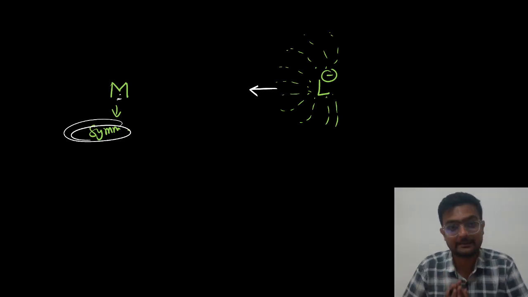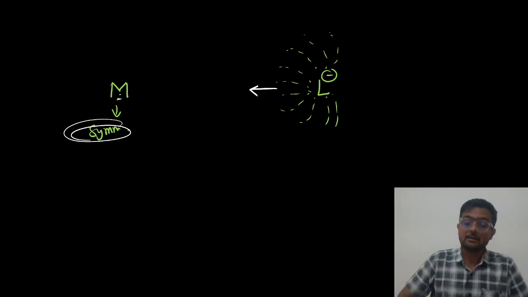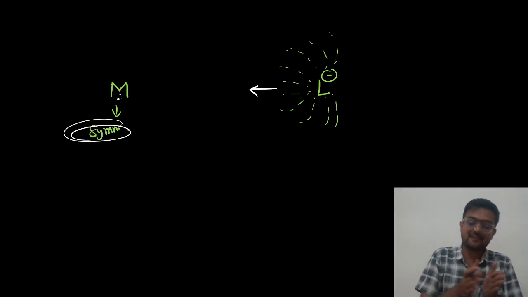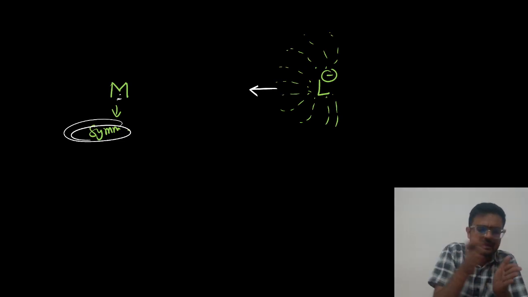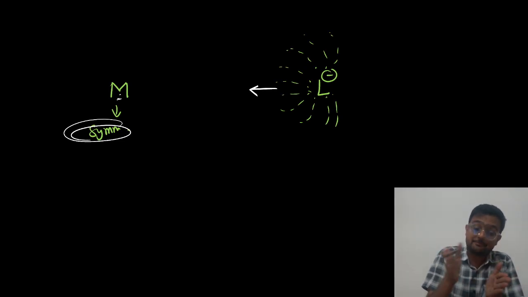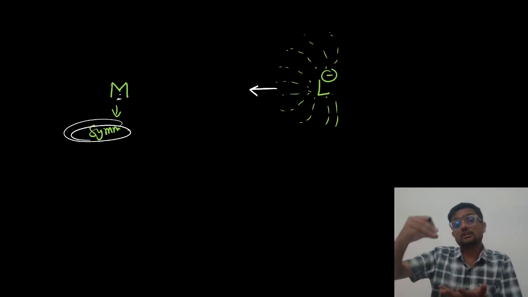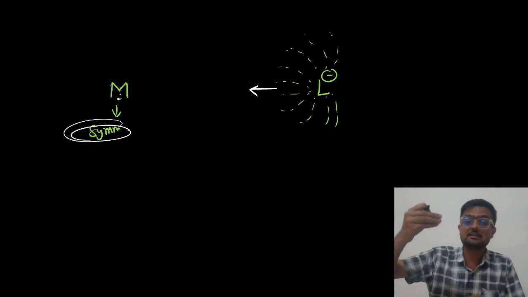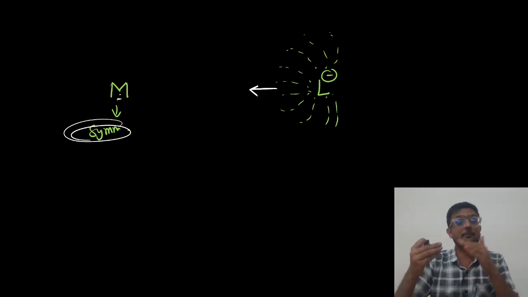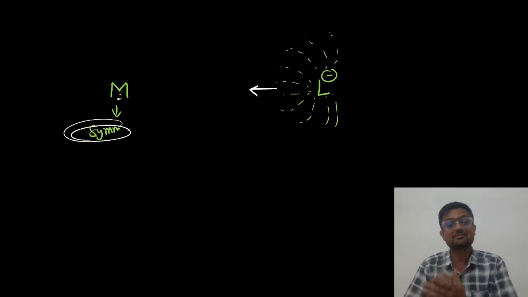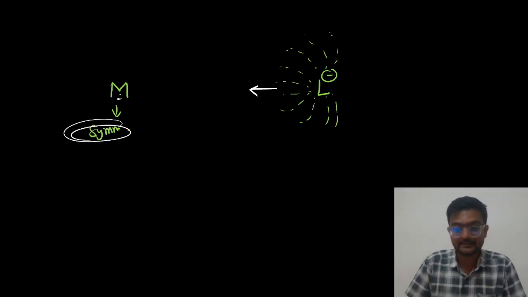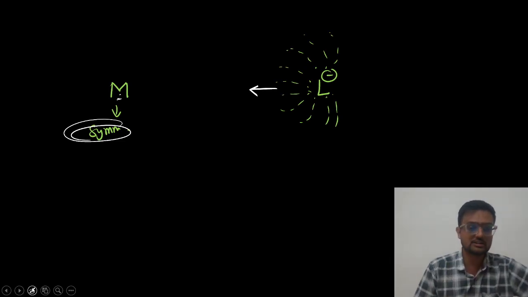There will be splitting. How? Because right now the metal has 5 d orbitals which are degenerate, meaning they have the same energy. As the ligand approaches the metal, due to the force of repulsion, a few d orbitals will feel more repulsion and their energy will increase. A few d orbitals will feel comparatively less repulsion and their energy will decrease. So we can say there will be a distortion taking place. How will this distortion take place?